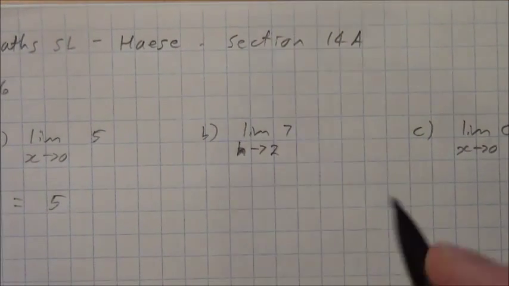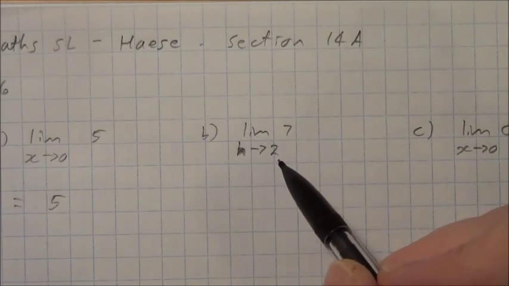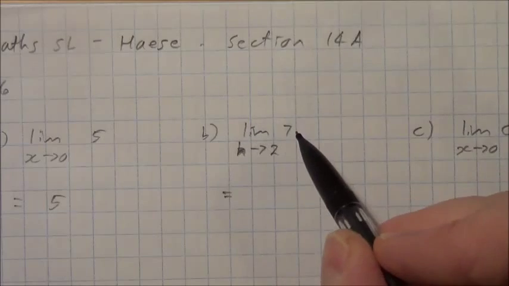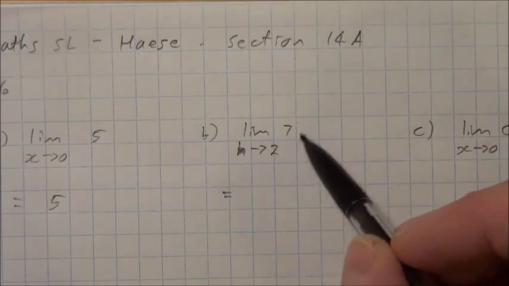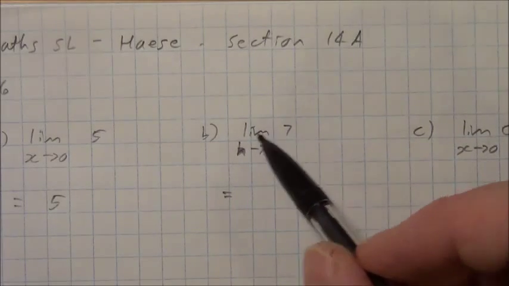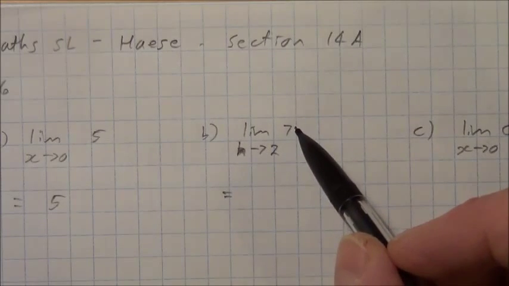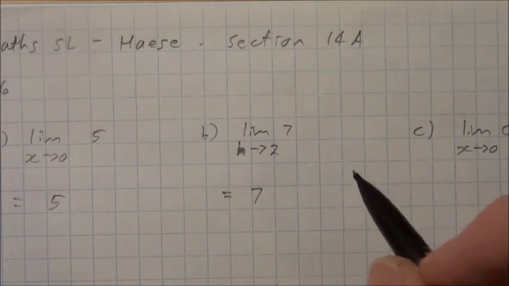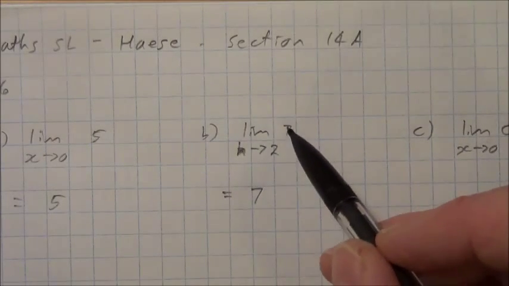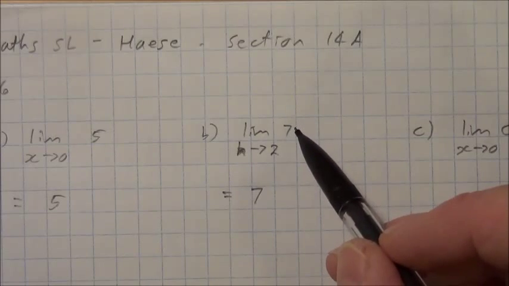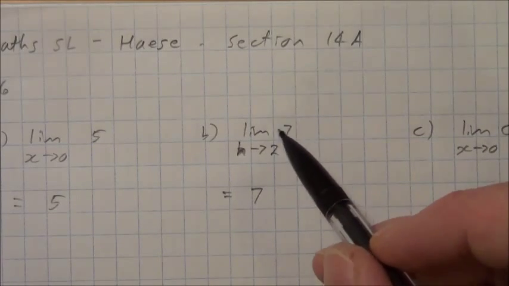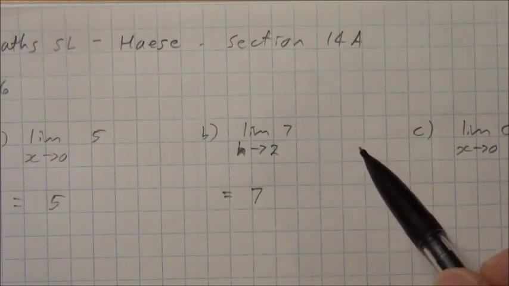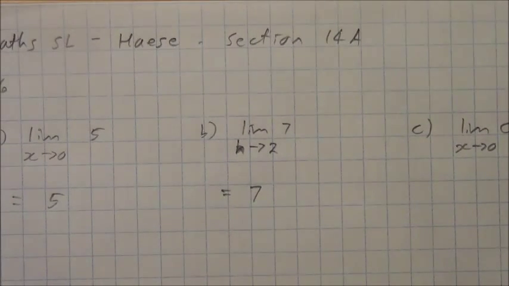For question B, we want to find the limit of 7 as h approaches 2. And again, because 7 is just a horizontal line, a function at y equals 7, the limit of that function is 7 as h approaches 2. So no matter what value h approaches, the y value that the function approaches is going to be 7 because the function is 7. It's a horizontal line that is at y equals 7.